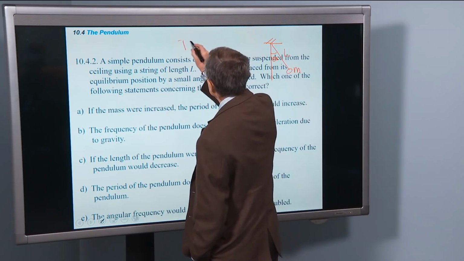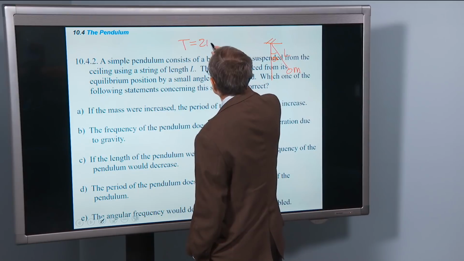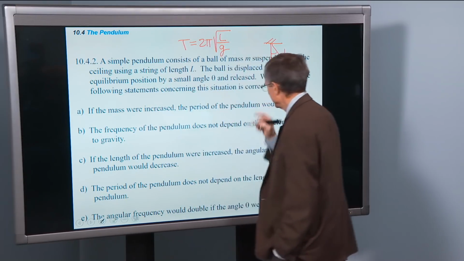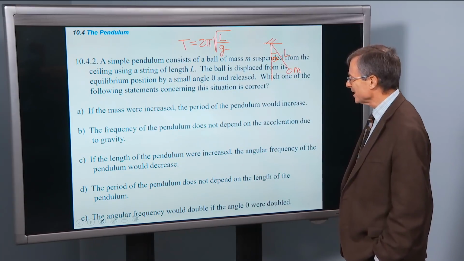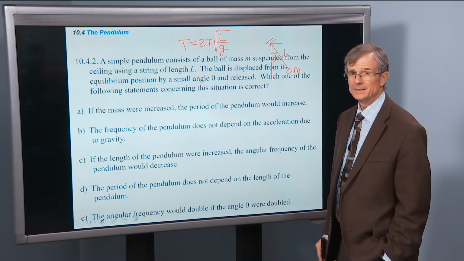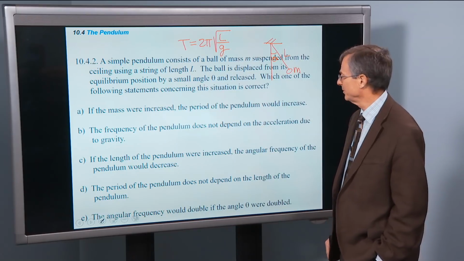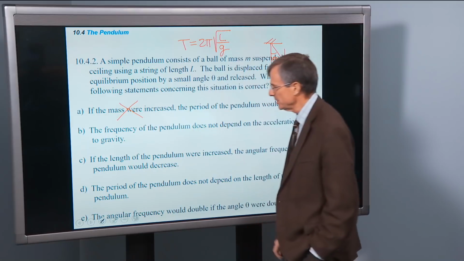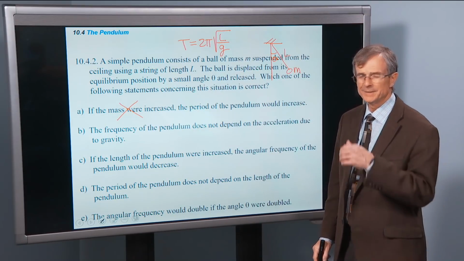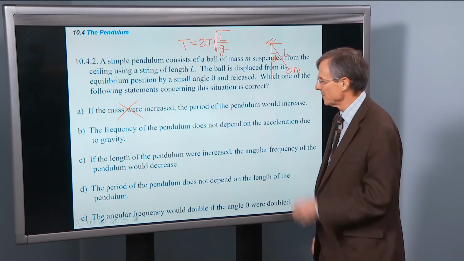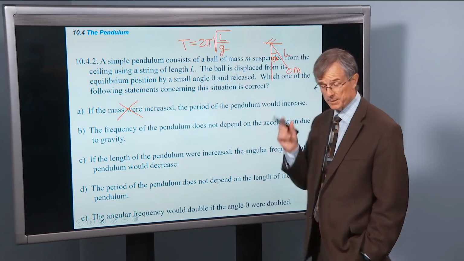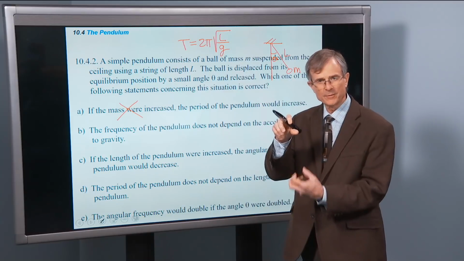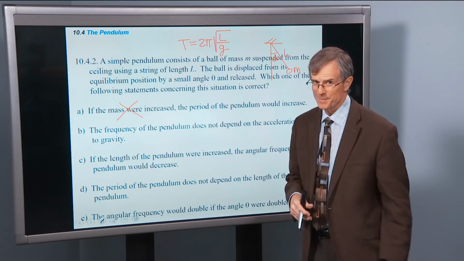Well, the period doesn't depend on the mass. We showed that in the demo video. So changing the mass is not going to change the period. That's one of the cool things about it. The period of the mass spring system, if you have a mass on the end of a spring, does depend on the mass.